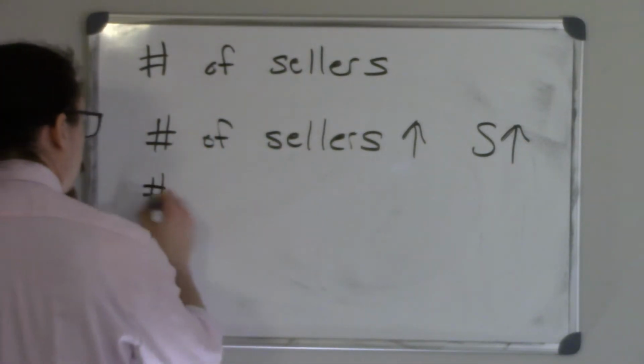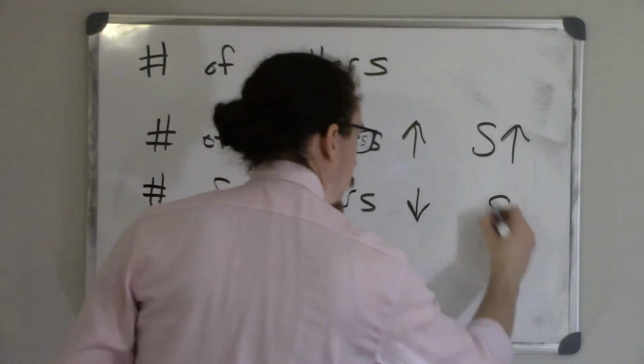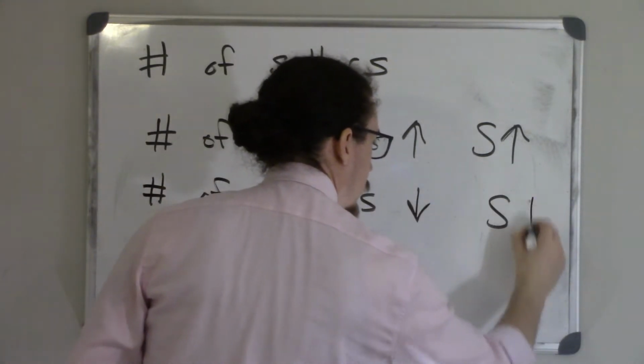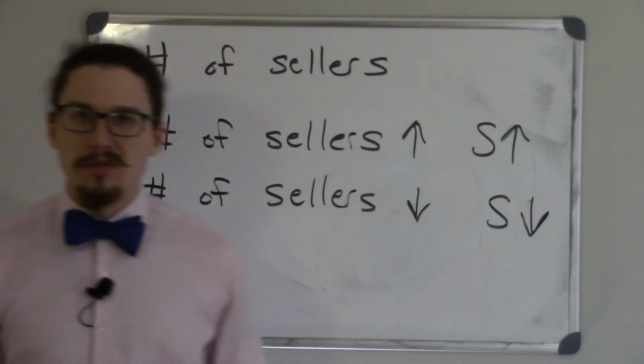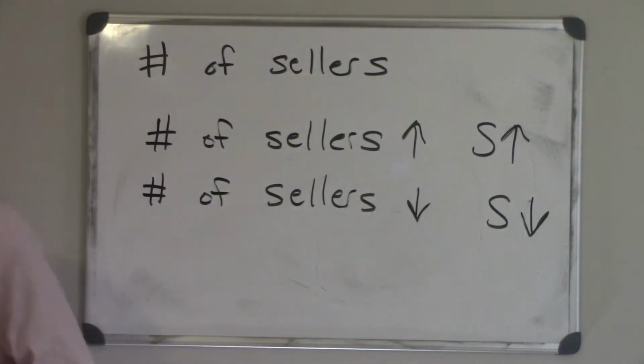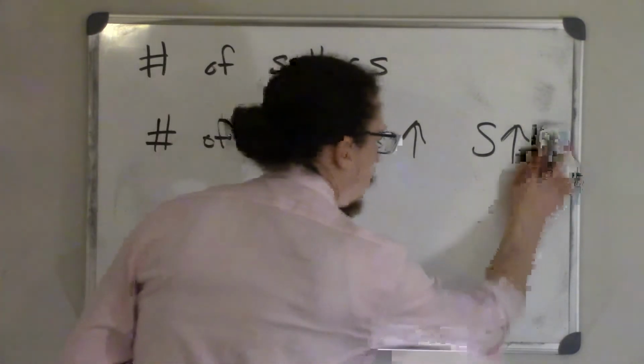If the number of sellers decreases, then we would expect supply to decrease as well. This one's fairly intuitive. But let's look at this a little bit more.